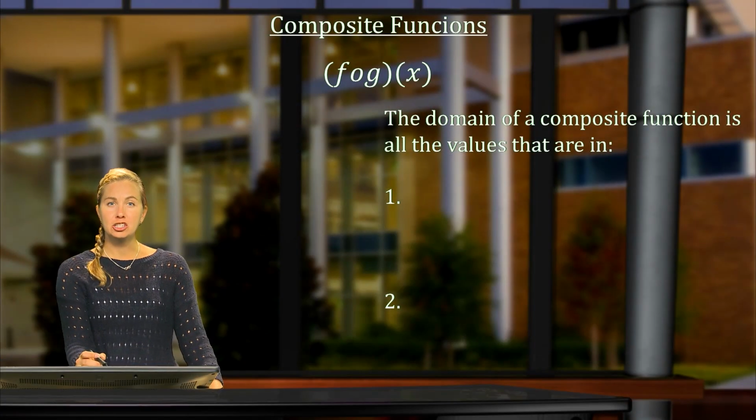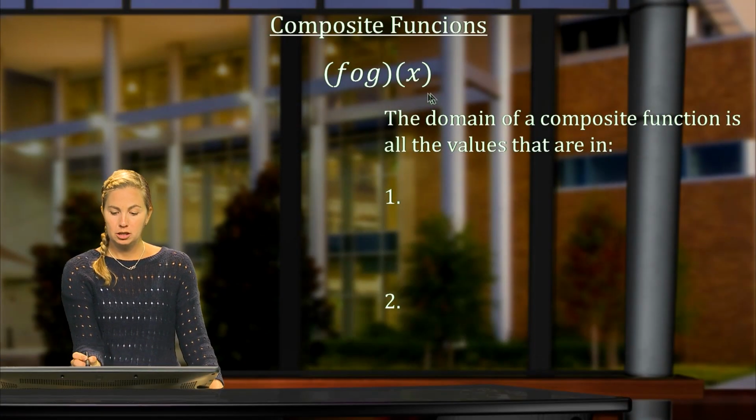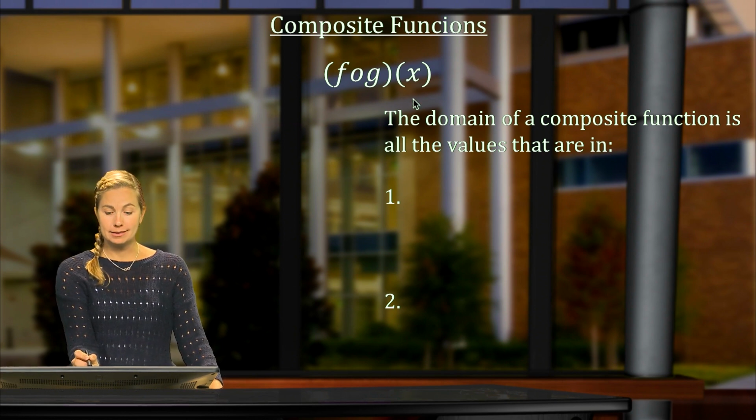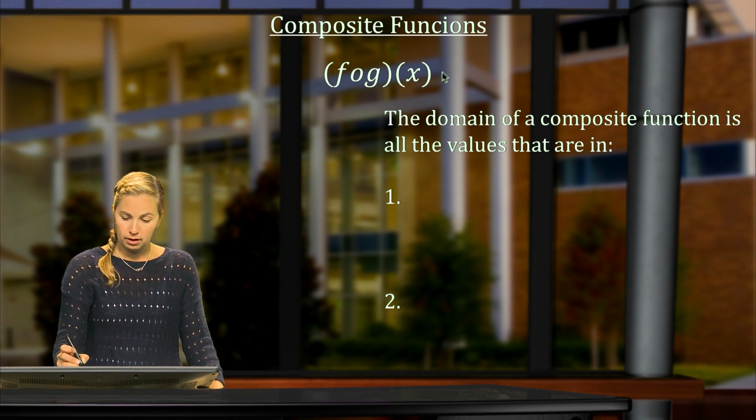Good afternoon. Today's lesson is on composite functions. A composite function is the composition of two functions. In other words, we take one function and insert it into another function. The notation for a composite function looks like this, which is not read "fog of x." This is read "f of g of x."